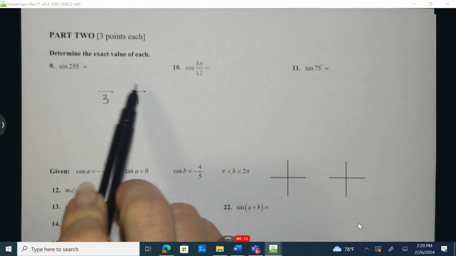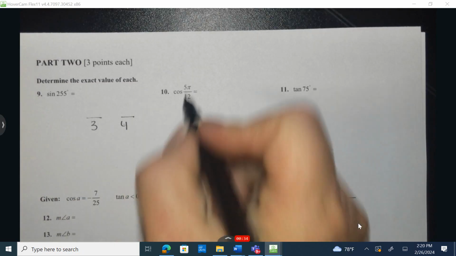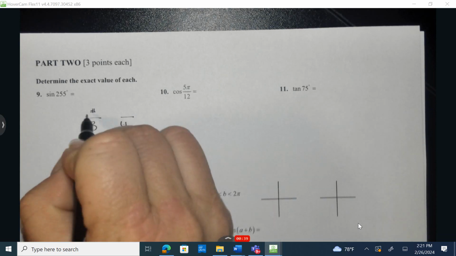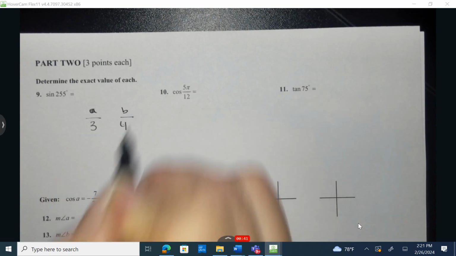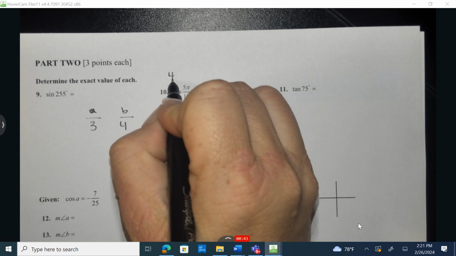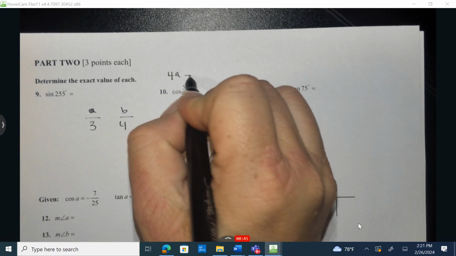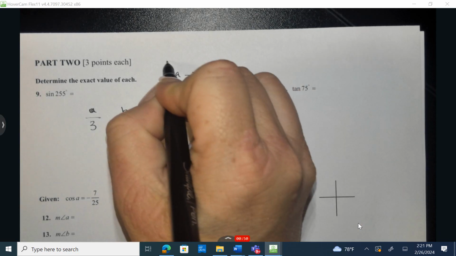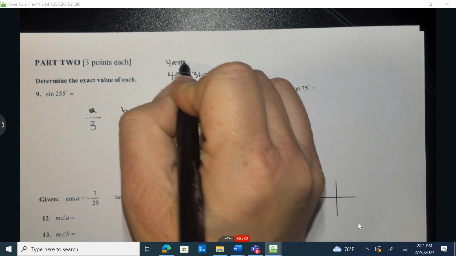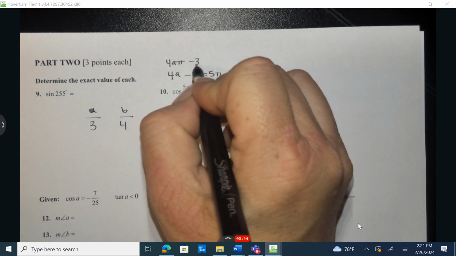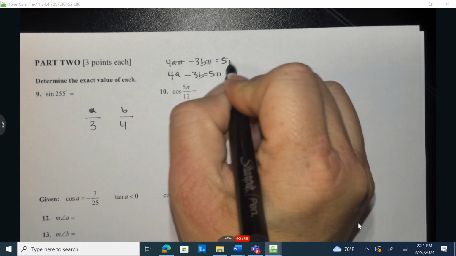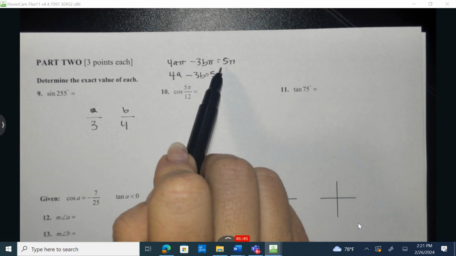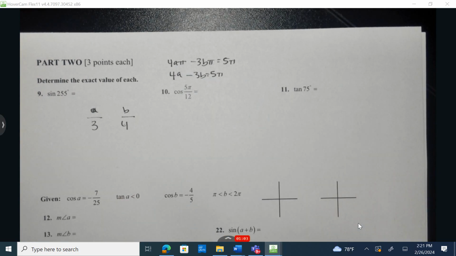Now I need to decide what values go up on top. I'm going to have 4 times some number, and we'll call this A and this B. So I'm going to have 4 times A subtract 3 times B. It has to equal 5 pi. So 4 times what times pi minus 3 times B times pi equals 5 pi. So how do we choose values for A and B to end up with 5 pi?